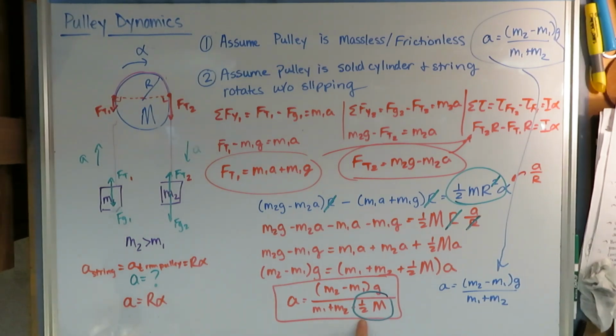So if this had been a hoop, that would have been a 1. If this had been a solid sphere, it would have been 2/5. If it had been a hollow sphere, it would have been 2/3. It would change. So that gives you a feel for being able to predict what different Atwood machines could look like.